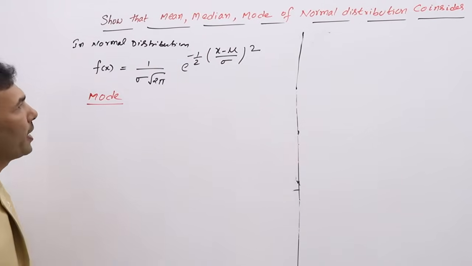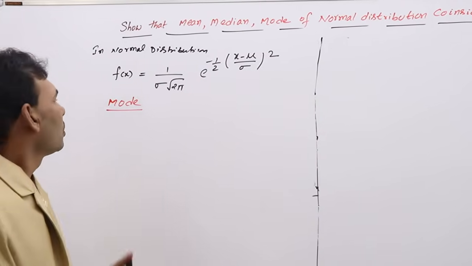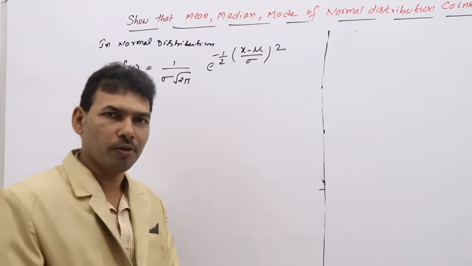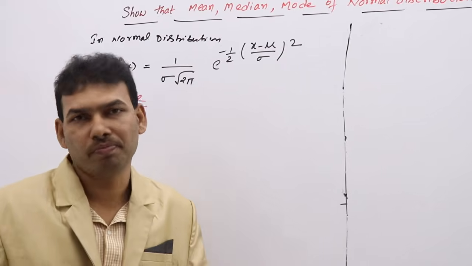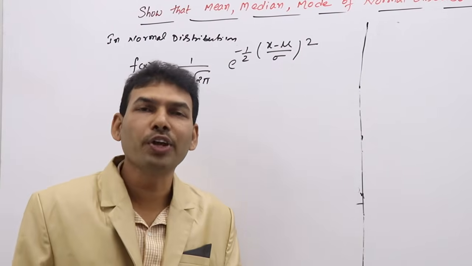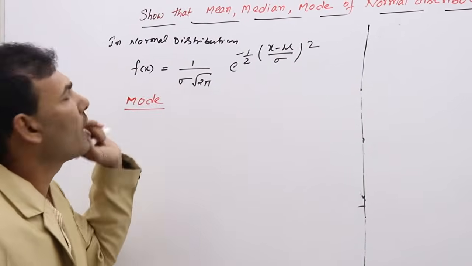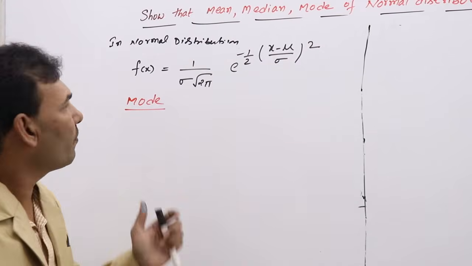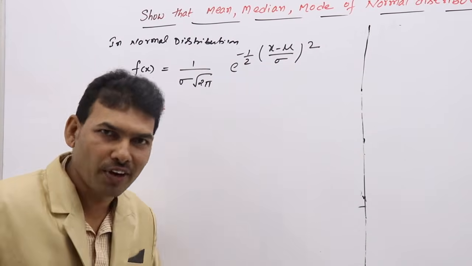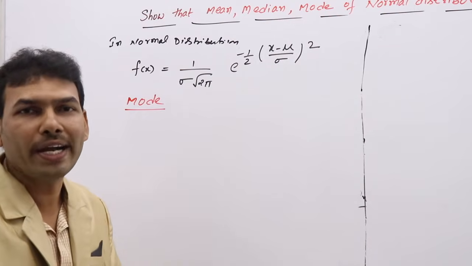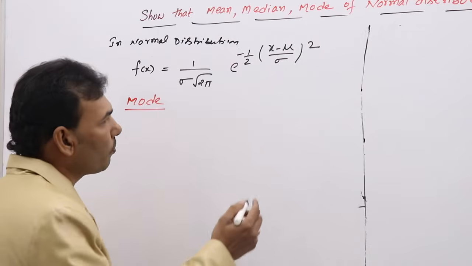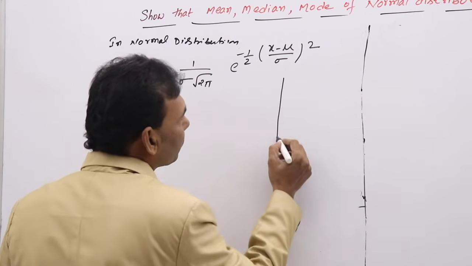Next we need to prove that the mode is also mu. What is actually the mode? Mode is the value of x for which f of x is maximum. So that means we need to find the maximum value of f of x. Whenever f of x is a single variable function, in earlier classes we learned how to find the maximum value. That you know, that procedure I am giving here.